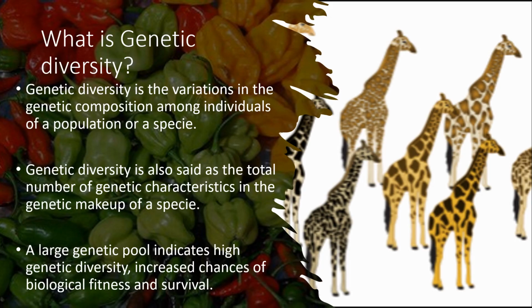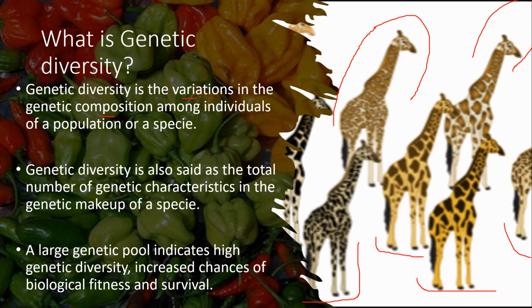As we already studied, genetic diversity is the variation in genetic composition among individuals of a population or of a species. You can see genetic diversity in the pictures given, for example, the differences between the giraffes. In their color and pattern, you can clearly see the difference within this population or within this species.